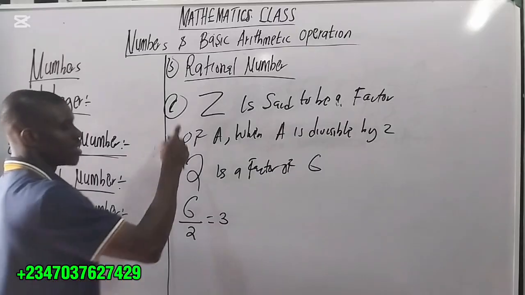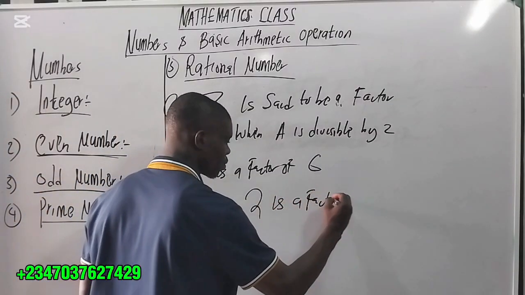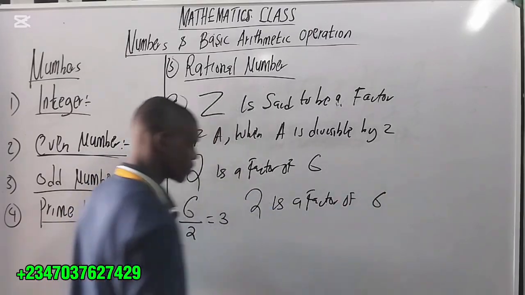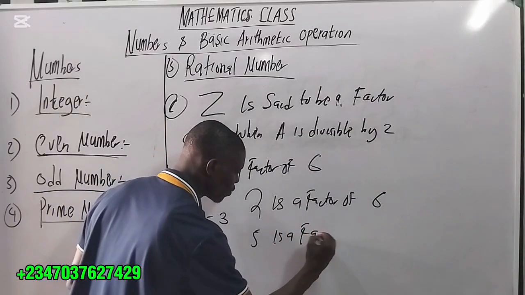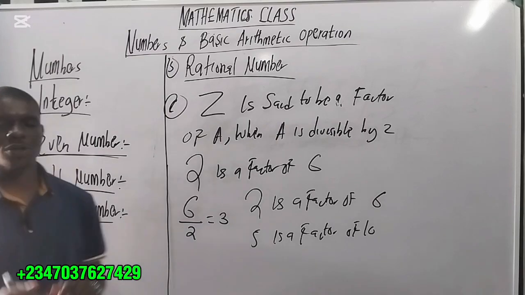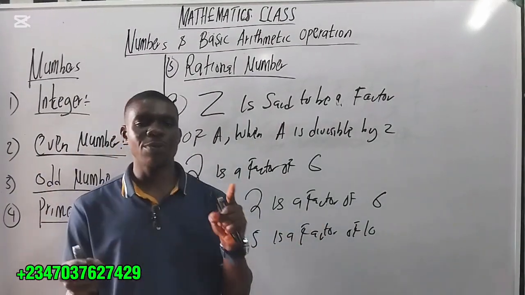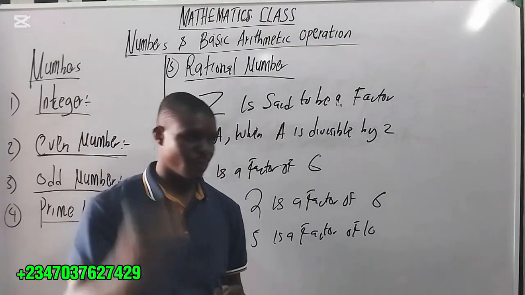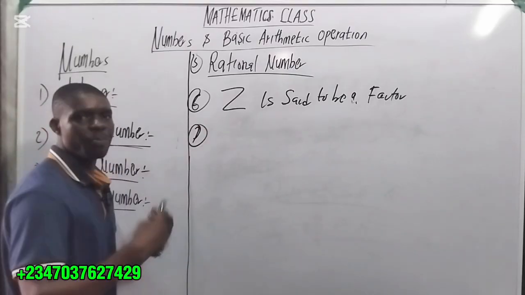Just like so, you can see that 2 is a factor of 6. The same thing here, 5 is a factor of 10. So when it says something is a factor of another number, that number is divisible by it, and the result must be an integer.